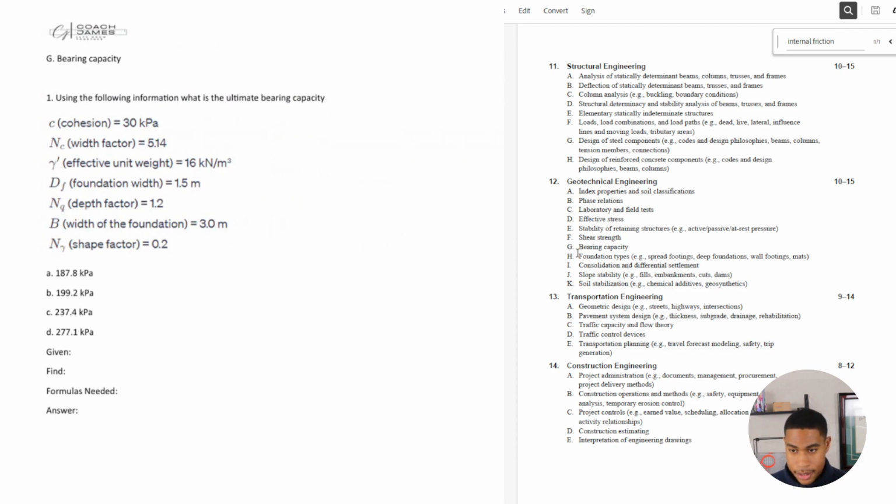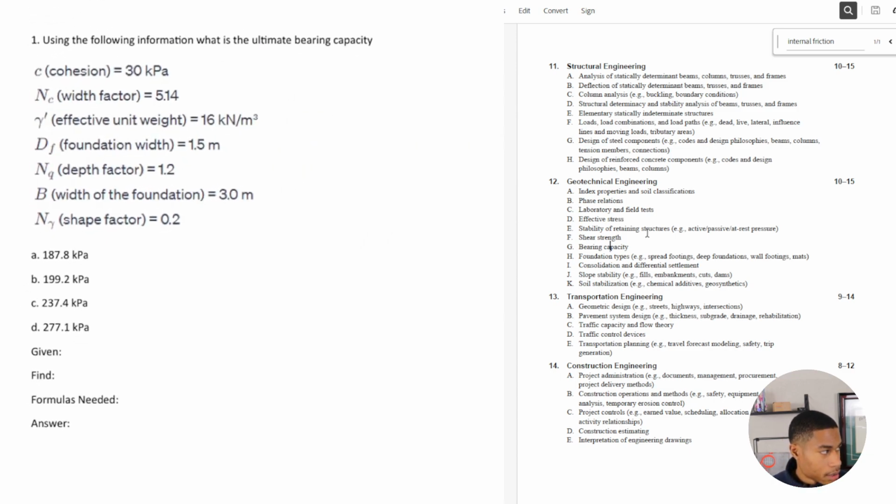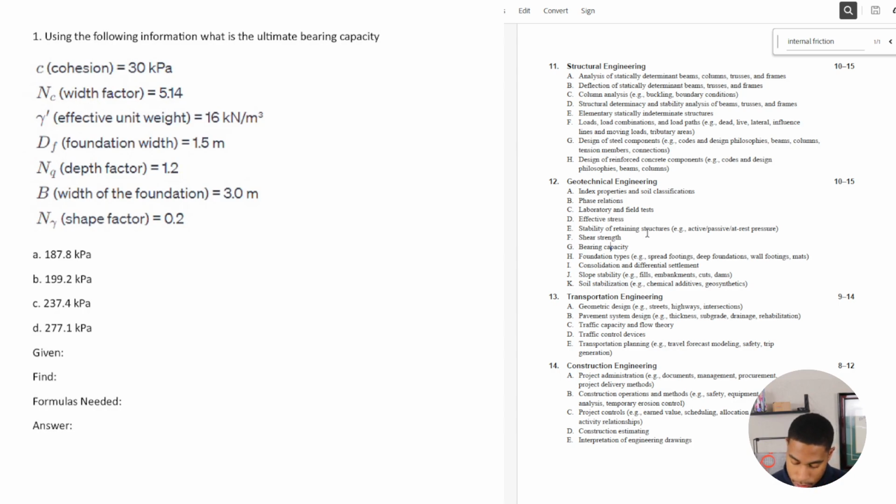Today, we're looking specifically at this part G, which is bearing capacity. So I've got some practice problems that I want to go ahead and jump right into. All right, so number one says, using the following information, what is the ultimate bearing capacity?